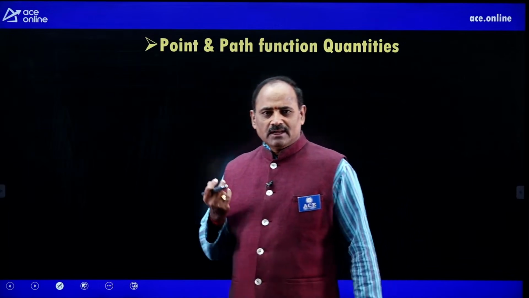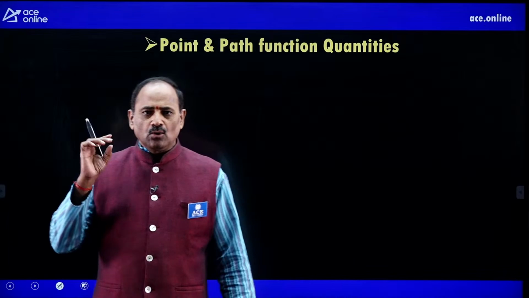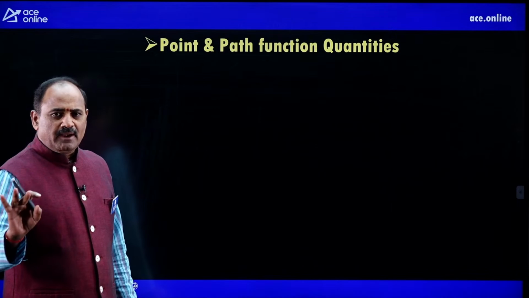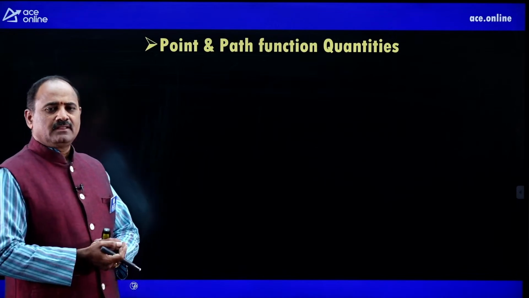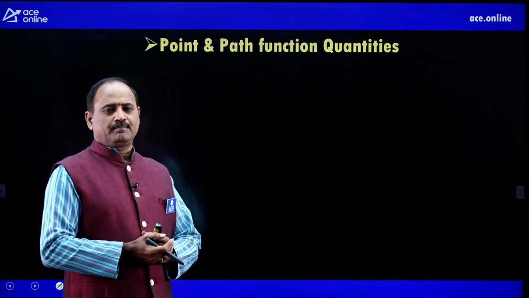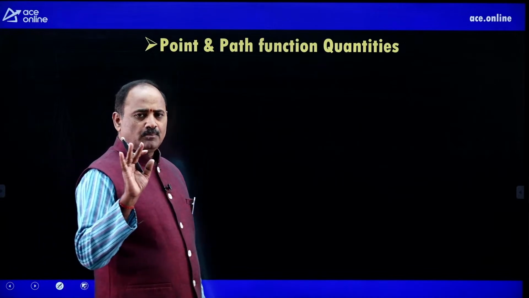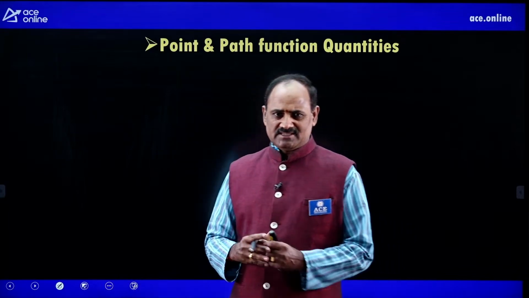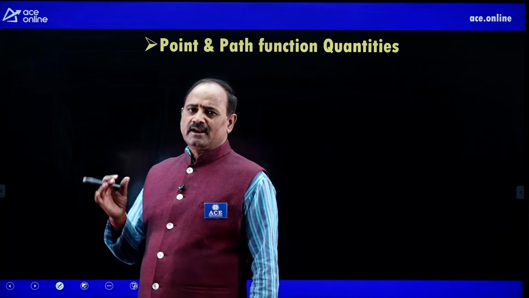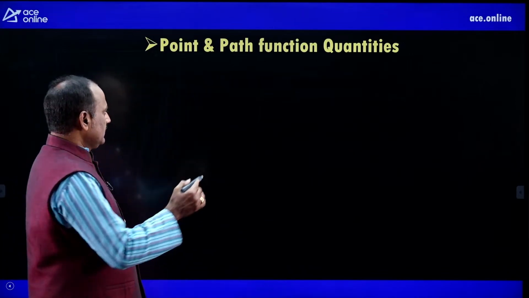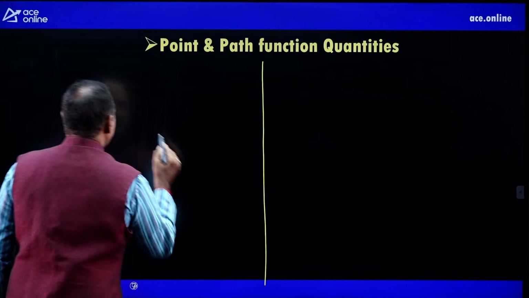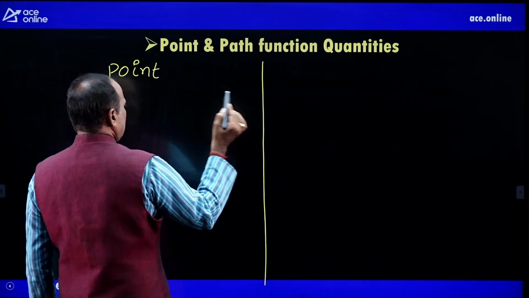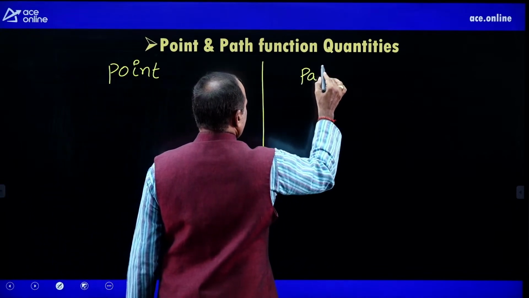Very simple, the quantity which is depending on only state of the system. The quantity which is depending on only state of the system is called point function quantity. Example for point function quantity: all thermodynamic system properties. All properties are coming under point function quantities only. Let us take the point function quantities in one side and path function quantities in other side.